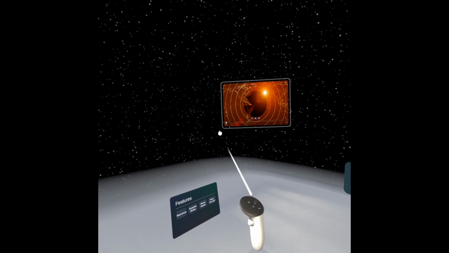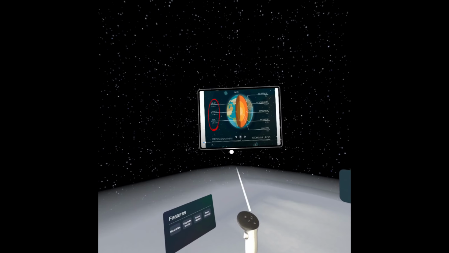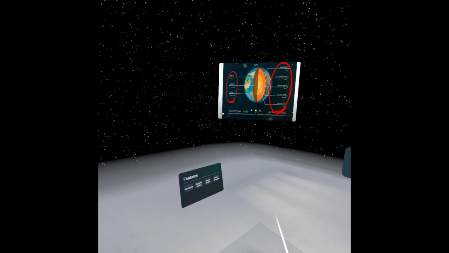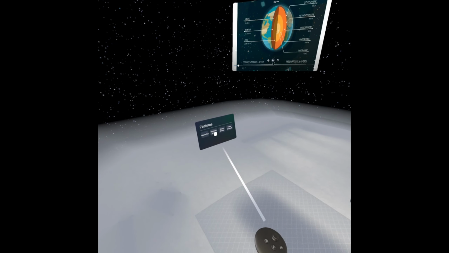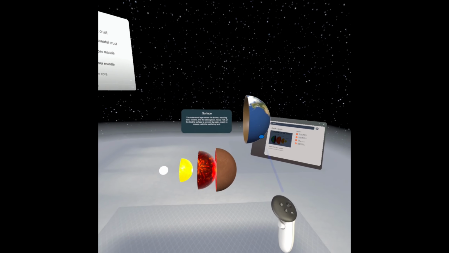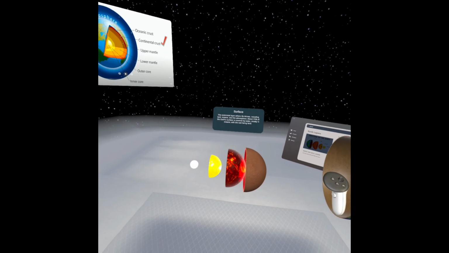In this video, let's take a look at the layers of the Earth based on chemical composition and physical properties. The Earth can be divided into three layers based on chemical composition: the crust, the mantle, and the core. The outermost layer of the Earth is called the crust. There are two types of crust: continental and oceanic.